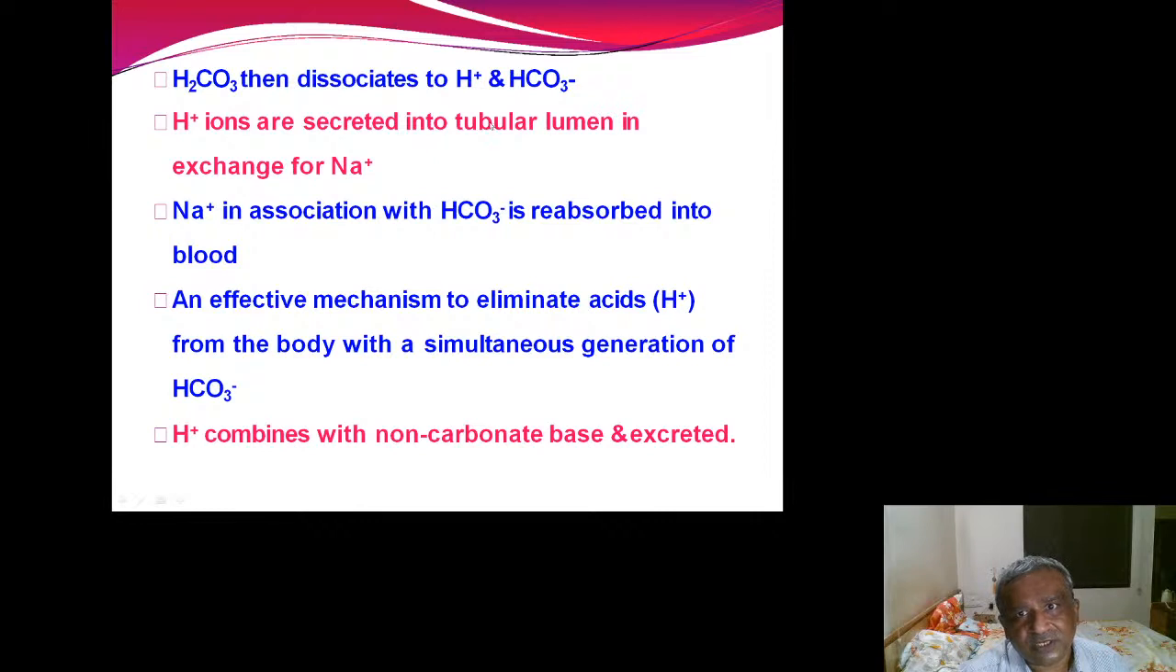H plus ions are secreted into the tubular lumen in exchange for sodium. So sodium in association with the bicarb is reabsorbed into the blood because these two are important. It's reabsorbed, potassium is lost in the urine. This is an effective mechanism to eliminate acid from the body with a simultaneous generation of bicarb. So acid is lost, bicarb is retained. H plus combines with non-carbonate base and is excreted.